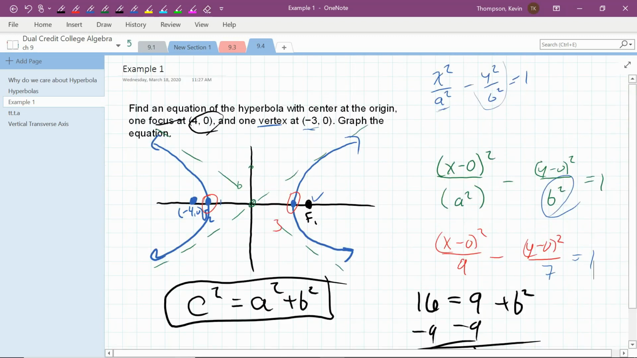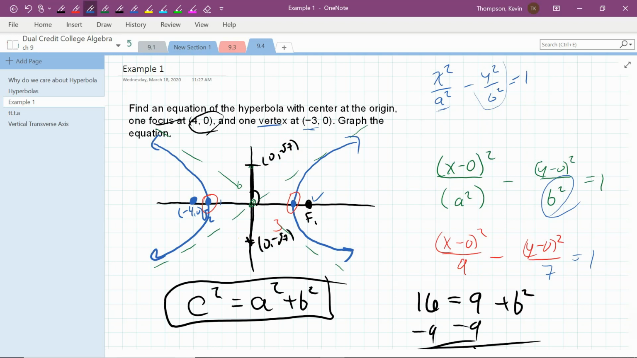So what that says is I should go up the y-axis from the center, square root of 7. So if I made a point at 0, comma square root of 7, and I go down from the center, negative square root of 7, and put a point there. And then I make a box between the vertices, which are at negative 3, 0, and 3, 0, and that square root of 7 and minus square root of 7, the diagonals of that box will be the asymptotes that define the hyperbola.